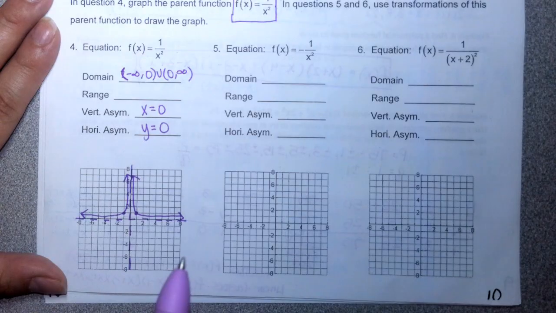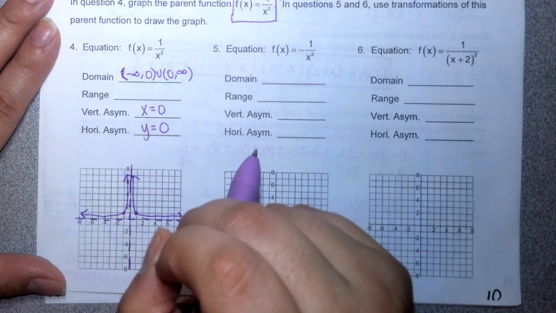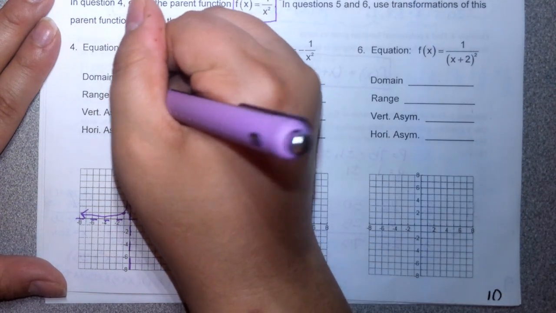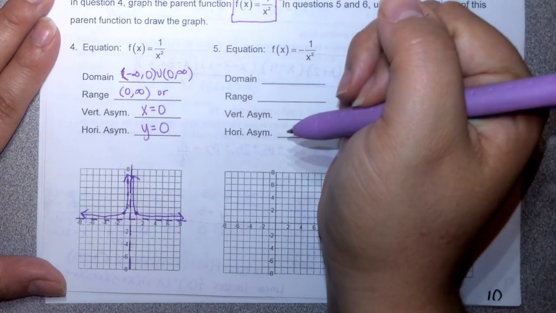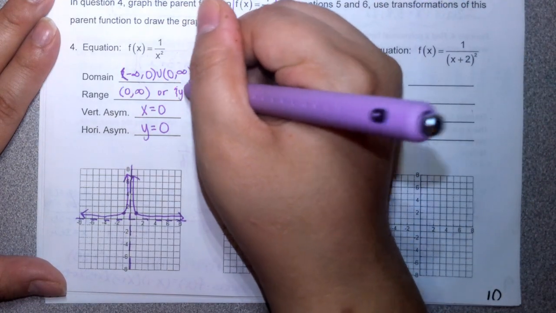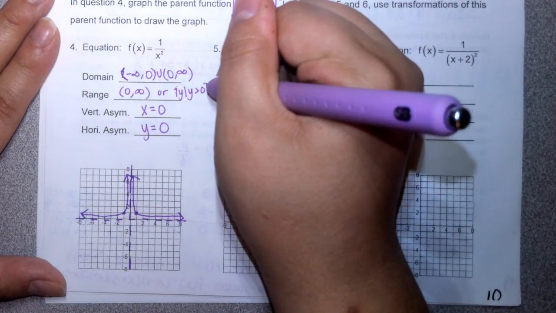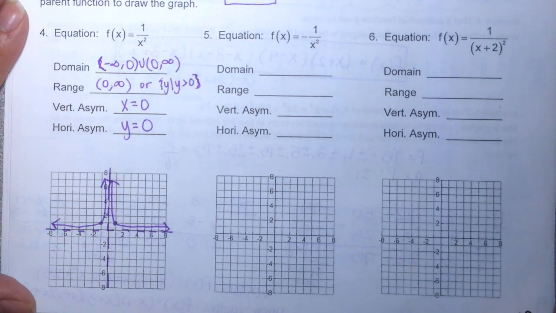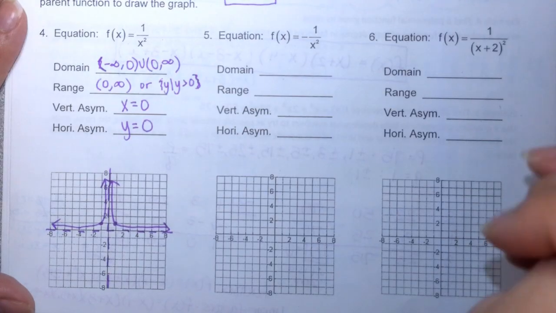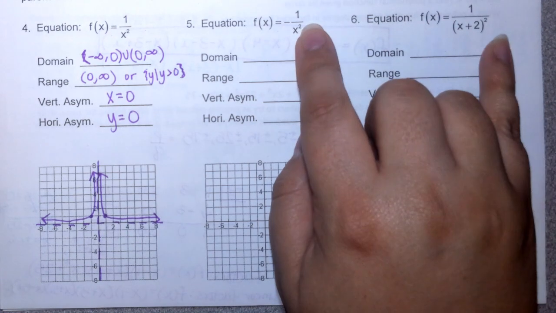What is going to change, though? What is the range going to be here? So you can either write 0 to infinity, or how can you write this? Y such that y is greater than 0. You don't have to write both, but you need to write it one of these ways. I want you to do the next two on your own. Go. And be aware these are squared.